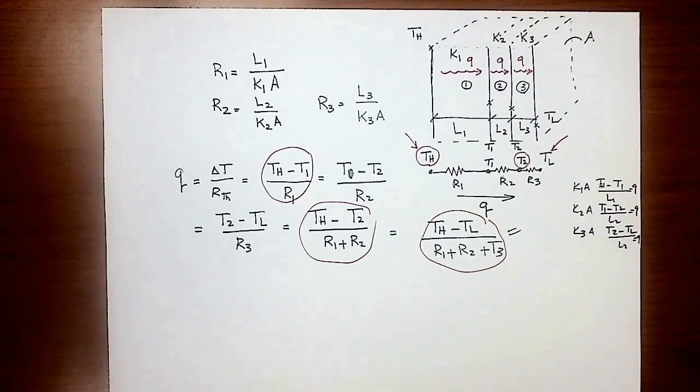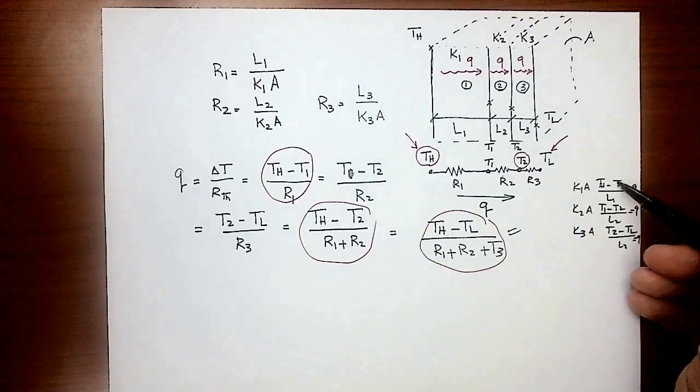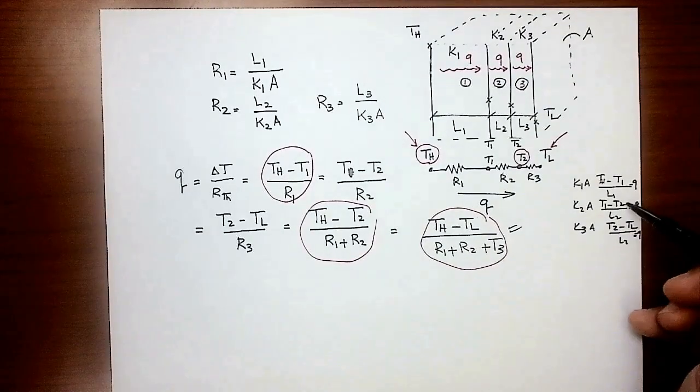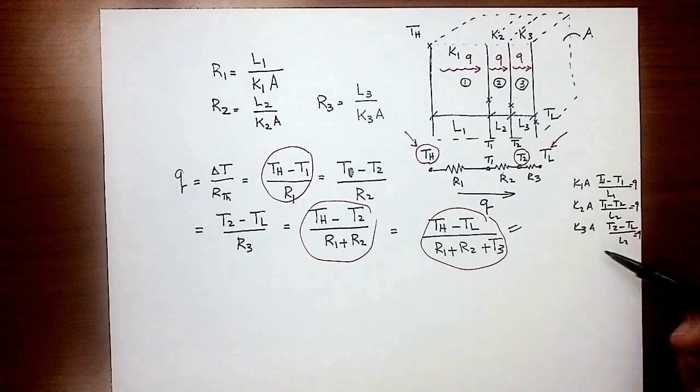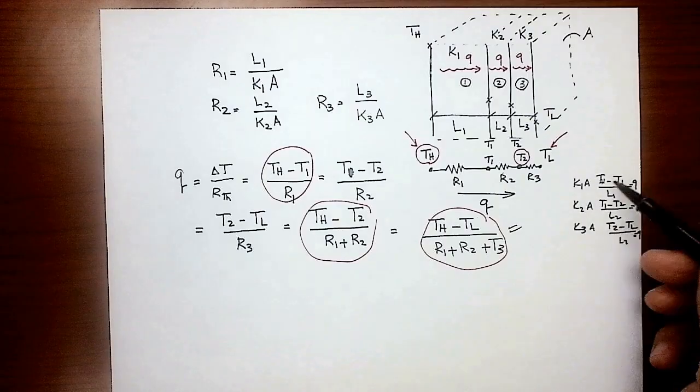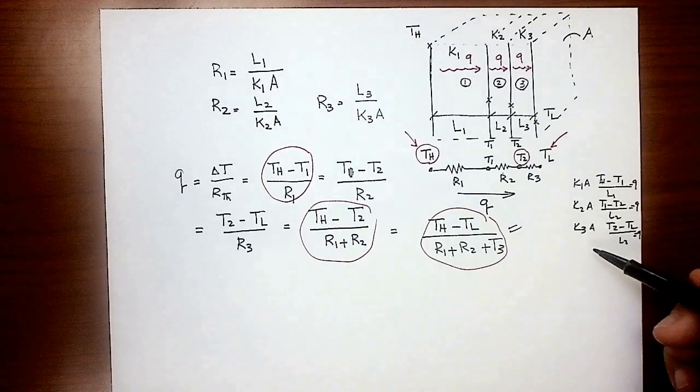Now, each one of these equations has unknowns, right? I don't know what's Q, I don't know what's T1. I don't know what's Q, I don't know T1 or T2. I don't know Q or T2. You have to solve 3 equations together, system of linear equations, to get these unknowns.